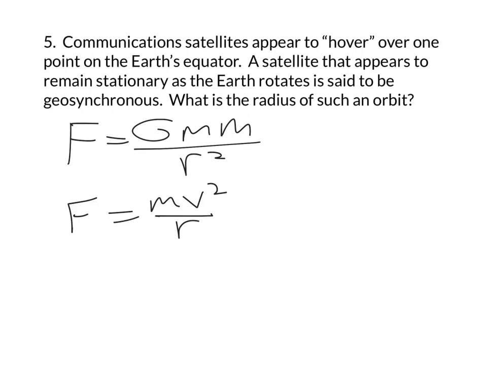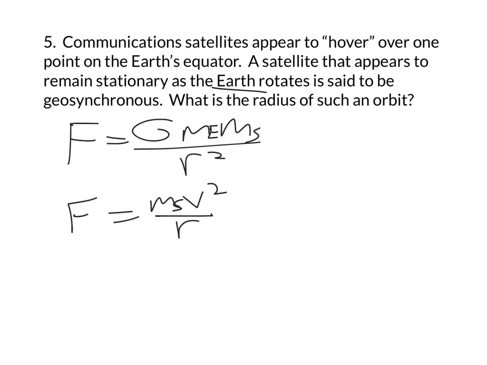Well, let's just make sure. And because we do know that it's the Earth, we can say that one of these is the mass of the Earth. Here it's the mass of the satellite, and here it's the mass of the satellite. And this would be the, well, it's not actually going to be the radius of the Earth. So we'll need a period in there as well.